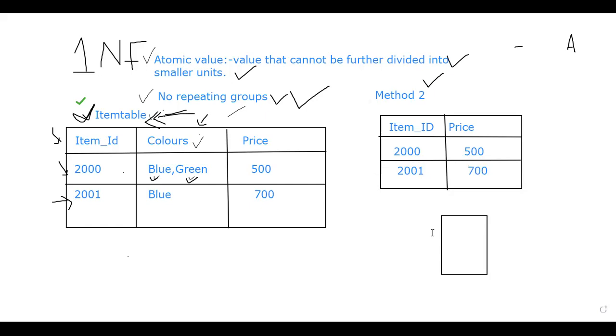Okay, now that table we have done. Item ID is the primary key. So let me name this table as item table. Let me name the other table as colors table, right? Colors table.